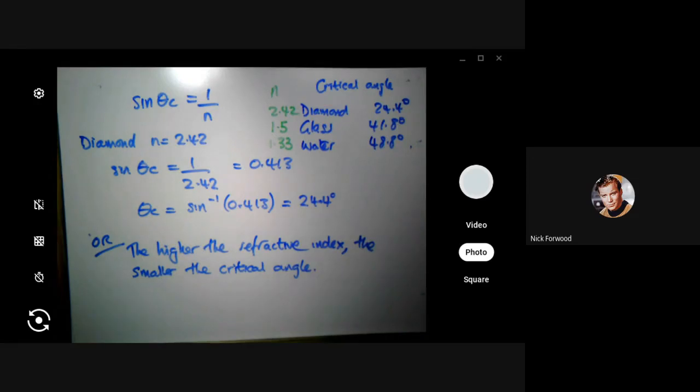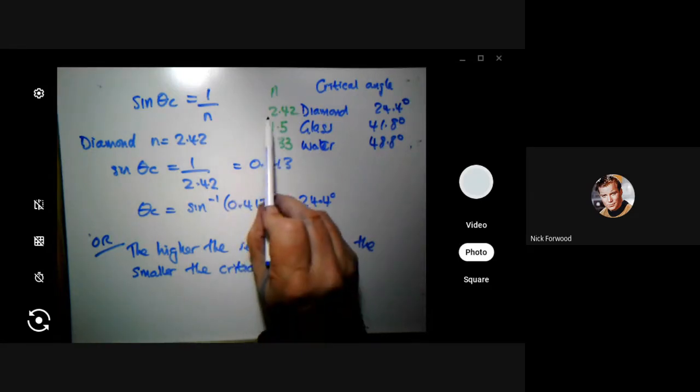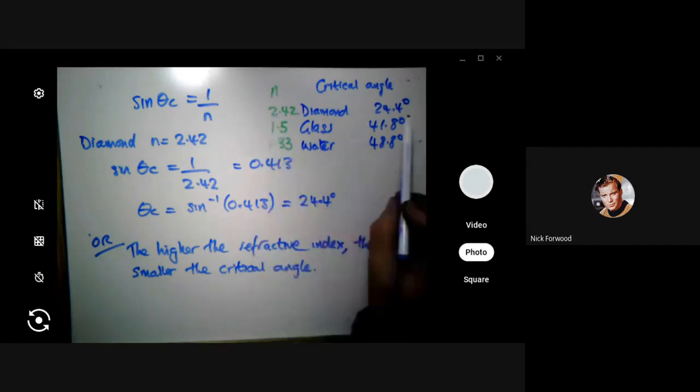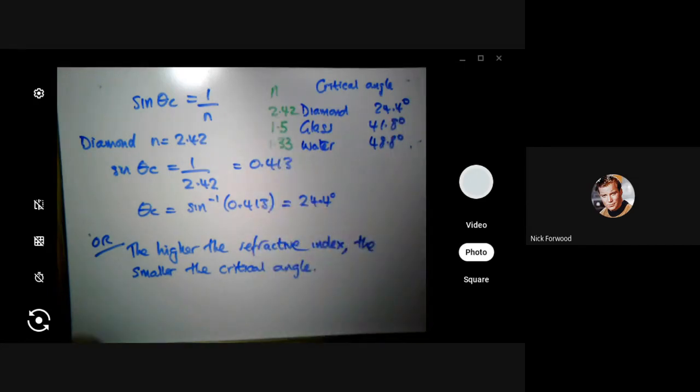Now, apparently, the reason why diamonds glitter so much, if you see a diamond, probably the only place you're going to see real diamonds is in some sort of ring, like an engagement ring or a wedding ring. The reason why diamonds appear to glitter and sparkle so much is that they have a high refractive index and a small critical angle.